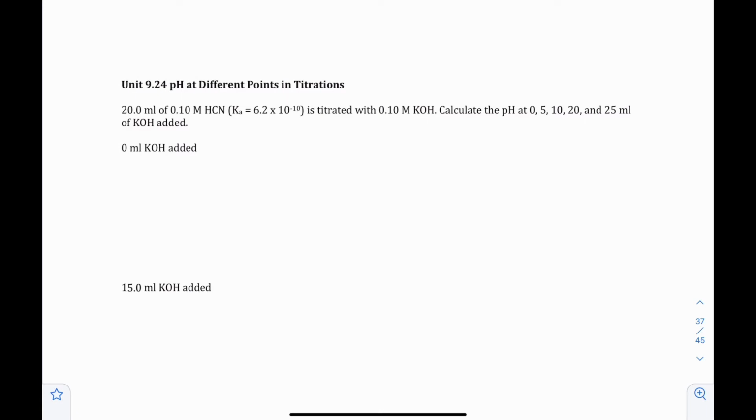In the example problem, 20 mL of 0.1 molar HCN is titrated with 0.1 molar KOH. So we're starting with the weak acid, HCN, in the beaker, and the strong base, KOH, in the burette. Our goal is to figure out what the pH is at different points during the titration. Let's start by writing out the balanced equation. HCN is an acid, so it donates H+ to KOH to make water and the ionic compound, or salt, KCN.